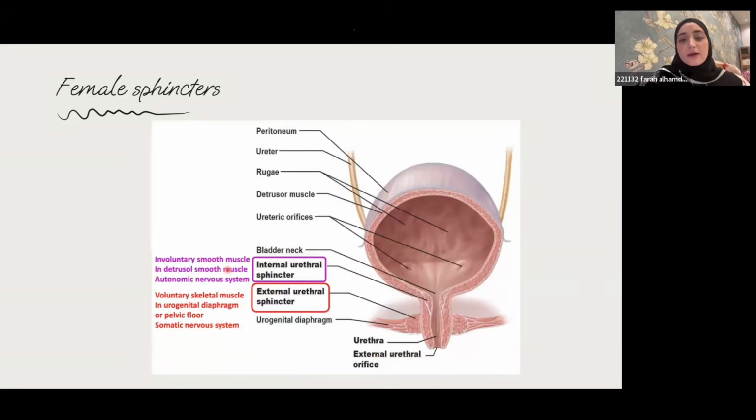In the female, we have the same. The internal urethral sphincter is part of the detrusor muscle, and it is involuntary, controlled by the autonomic nervous system, and the external is voluntary, controlled by the somatic nervous system.